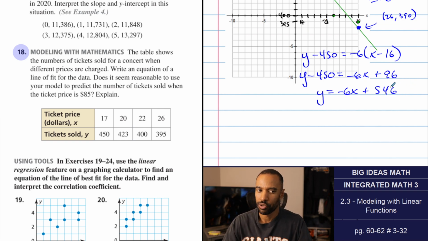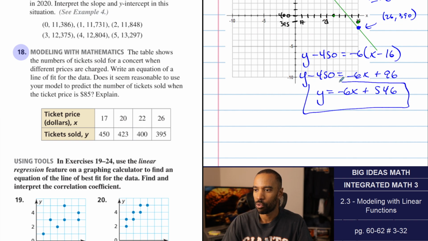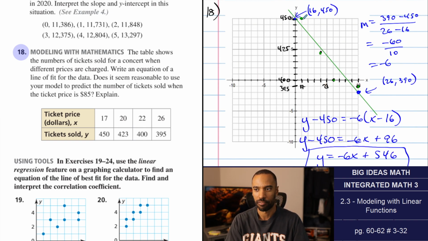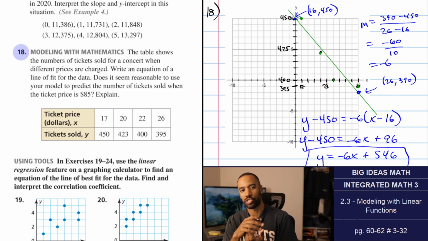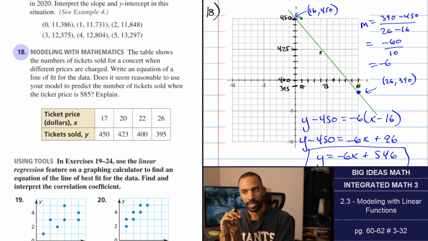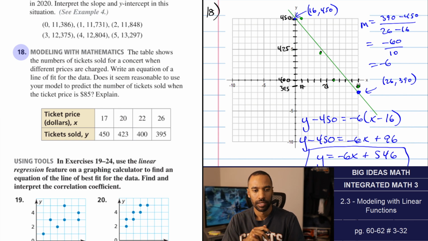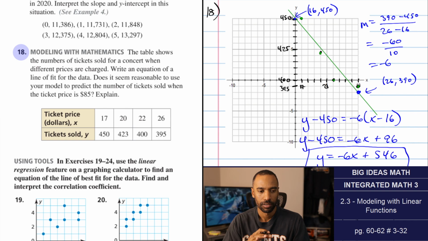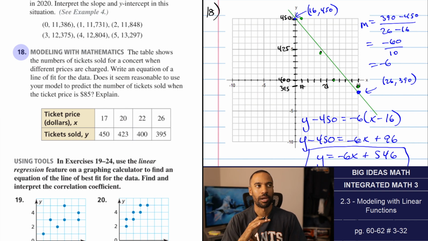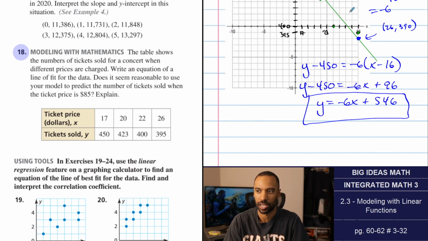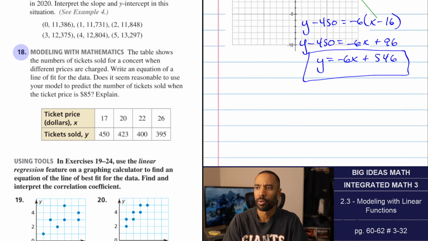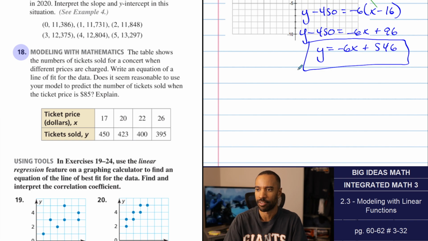Does it seem reasonable to use your model to predict the number of tickets sold when the ticket price is $85? Well, I'm going to say no just off the fact that this thing seems to curve outward. It seems to kind of be sloping itself off. So as you increase the ticket price, the number of tickets sold seems to be kind of plateauing a little bit. You're still going to be selling that same amount. That also doesn't seem reasonable. But let's see what happens when you substitute 85 into here.